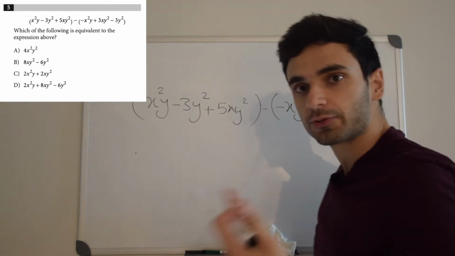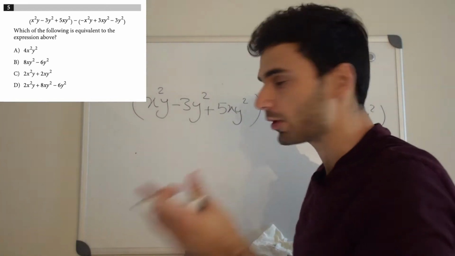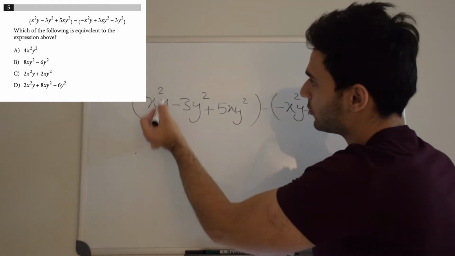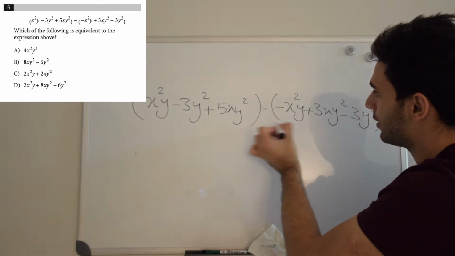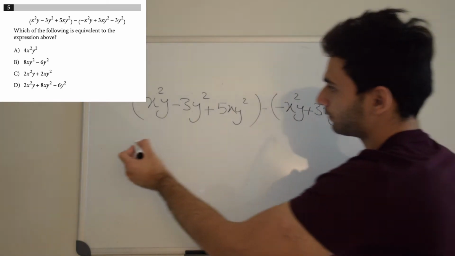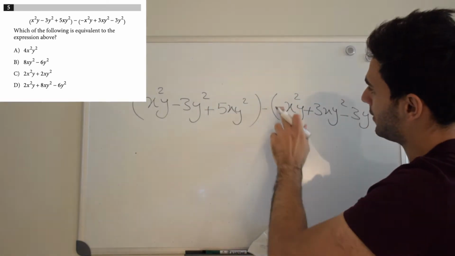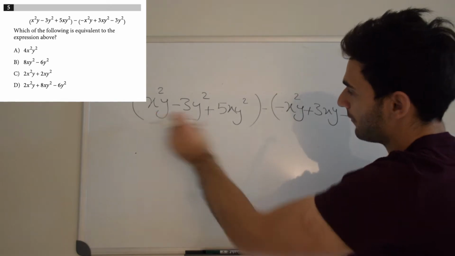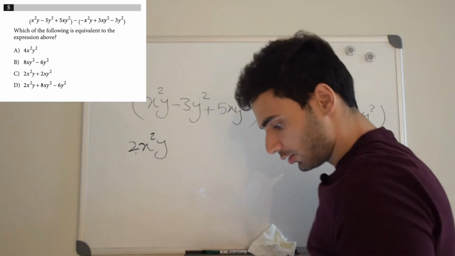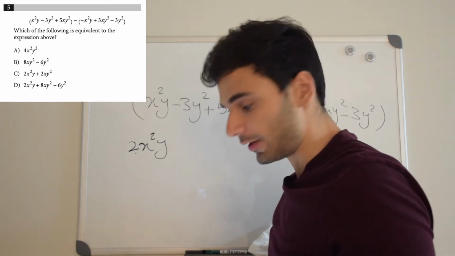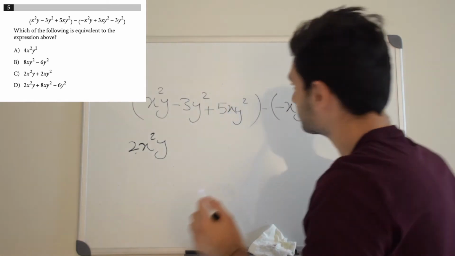So we know that we subtract the same terms, right? So here we have x squared y, x squared y. So we do subtract them. So we have negative, which will be positive. So we will have 2x squared y. So far we know it's either C or D, the answer.